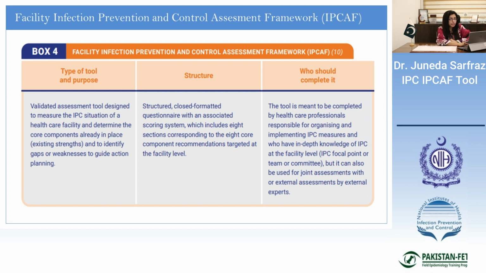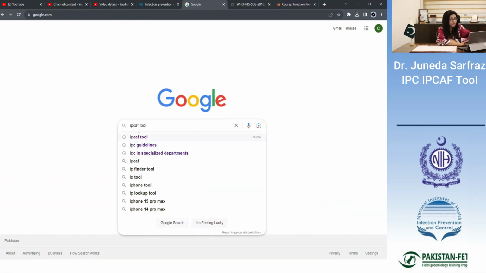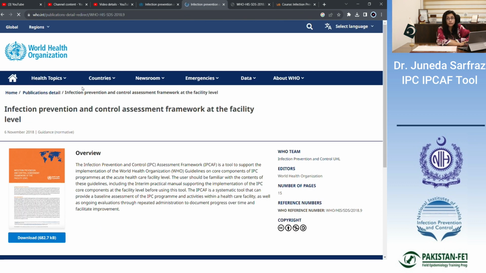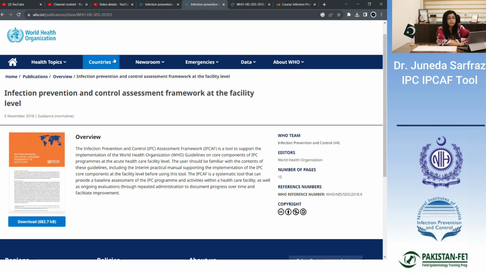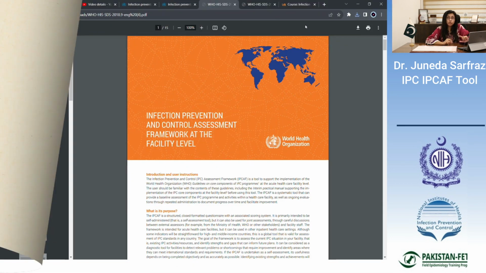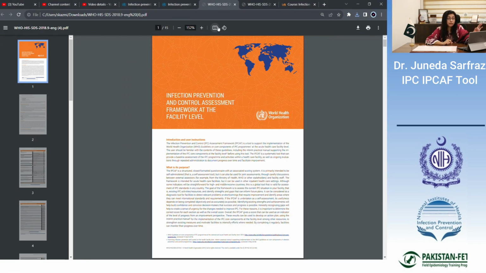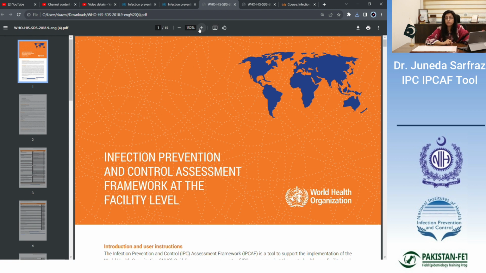Coming to the instrument, like I said, it is freely available at the website. So anybody, if you have a small amount of searching skills, you can search it up. I've put the title page as a picture in the presentation for that reason, that if you click on anything other than this, then don't open that. But if this page is there, an orange page with the world map and infection prevention and control assessment framework at facility level name, then that's the actual thing.